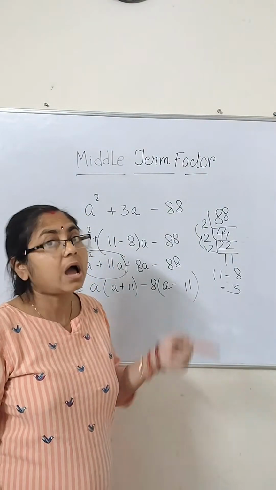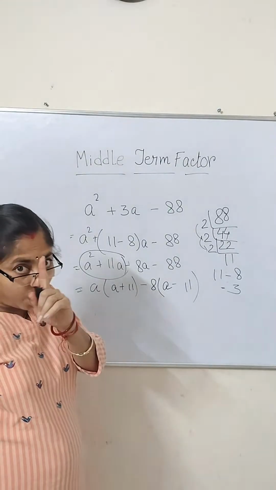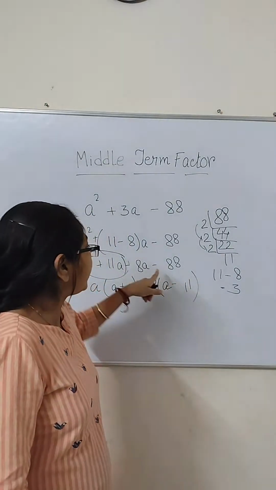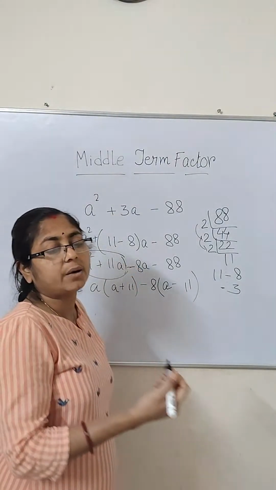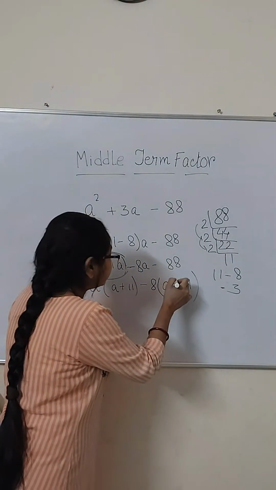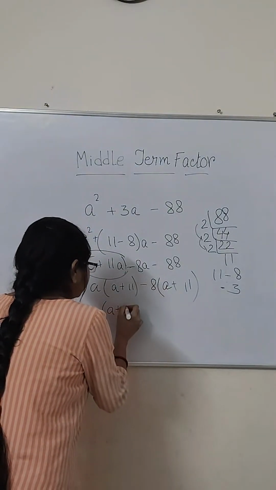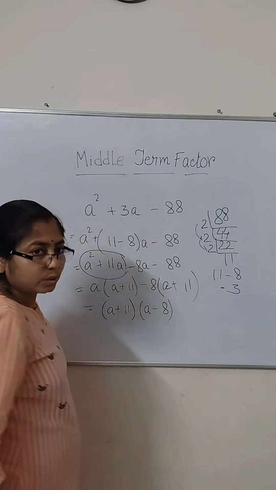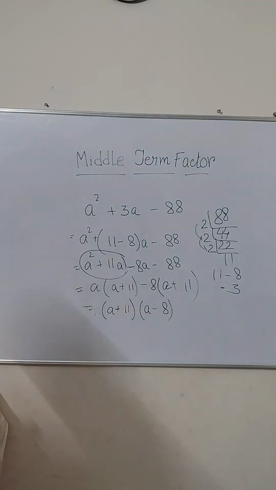I tell you now how to check the math. If these two common parts are not equal, then the math is not okay. And one more thing, when I take the minus common, there is a minus sign, so inside there is a plus sign. Okay. So a plus 11 and a minus 8. Please complete it. A plus 11 or a minus 8.